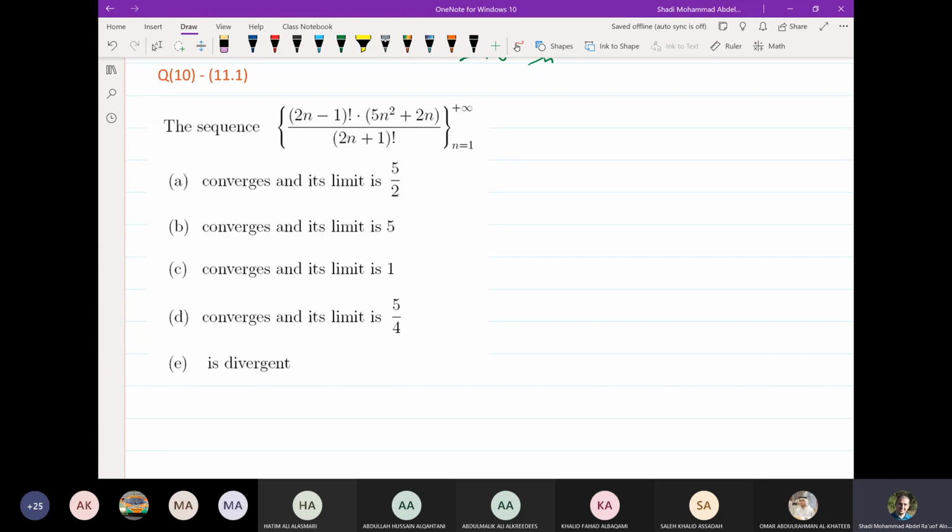Yes, Saleh, you have something, or did you solve it? 5 over 4. 5 over 4, this one, I think it's correct. Okay. Come on Saleh, let me solve it with you. How did you solve it?